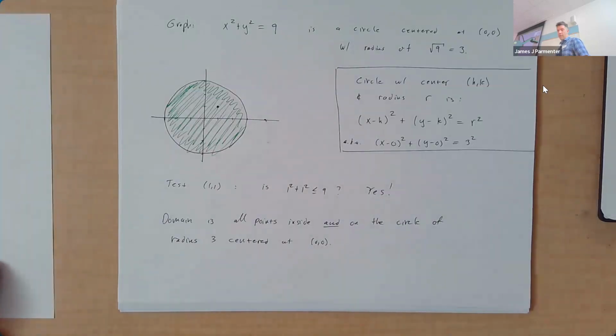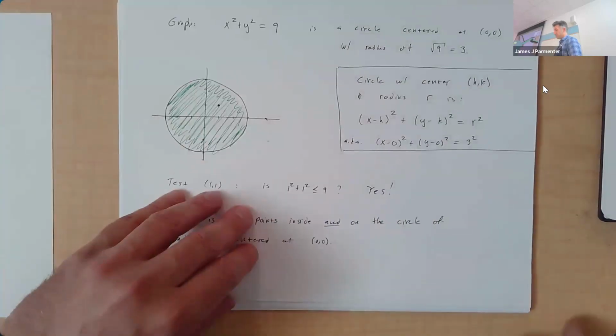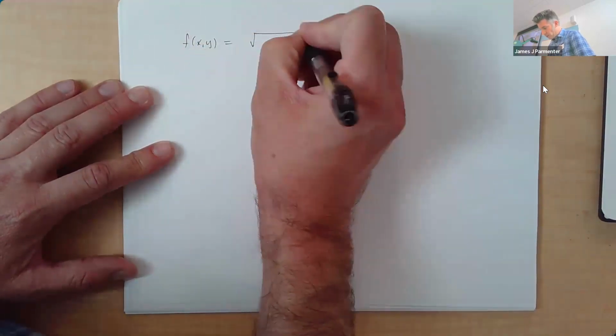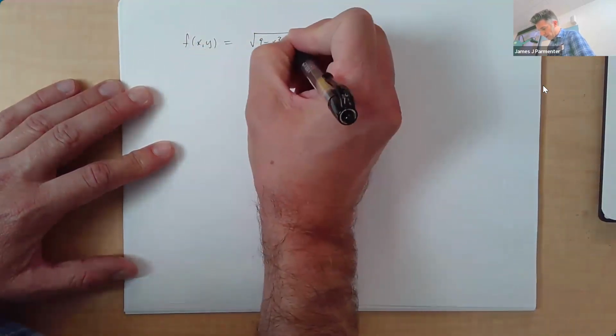All right, that's the domain. Let's talk about the range. Range can be terrible or not, depending. So again, we're looking at this function, the square root of 9 minus x squared minus y squared.